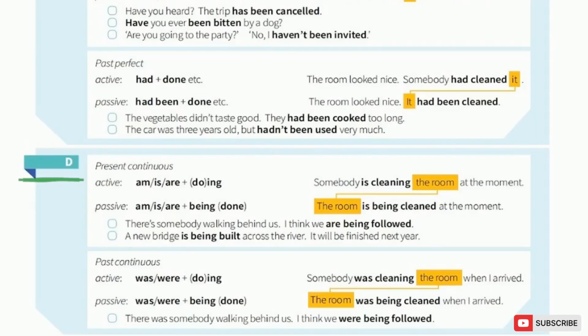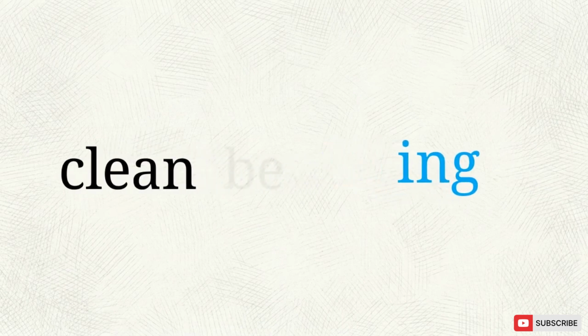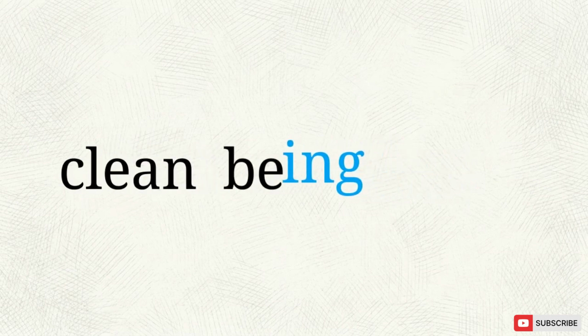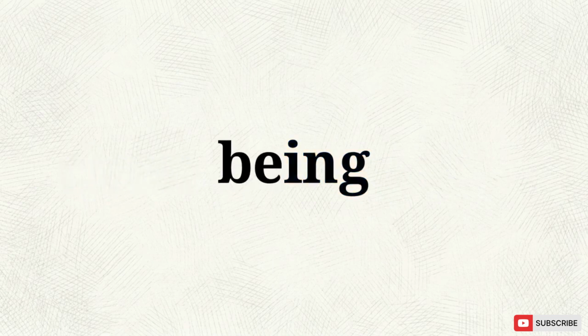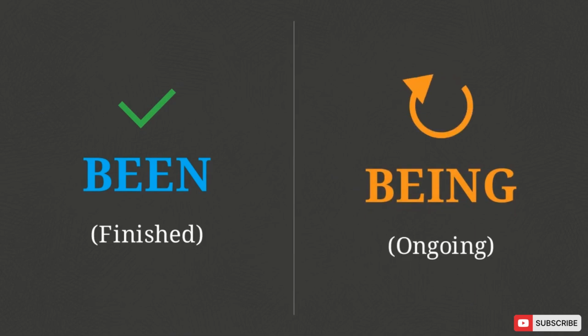Finally, look at section D. When an action is happening right now, or was continuously happening in the past, we use the continuous passive. Somebody is cleaning the room shifts to the room is being cleaned. Notice the direct transfer of the suffix here. The ing from the active verb attaches itself to the passive helper verb, creating the word being. We use been for actions that are perfect or finished. We use being for actions that are ongoing.